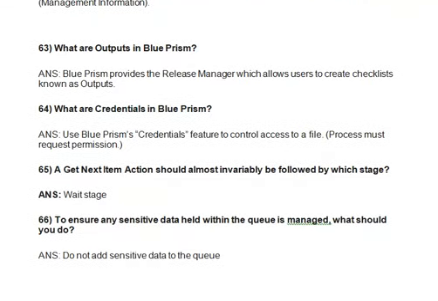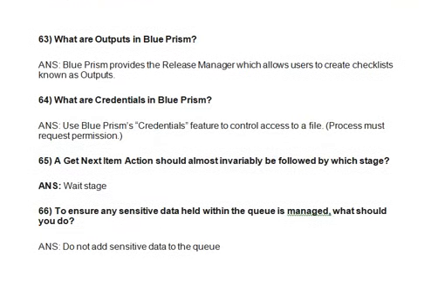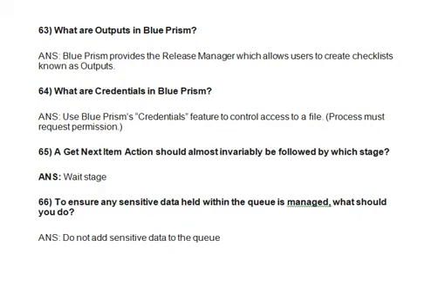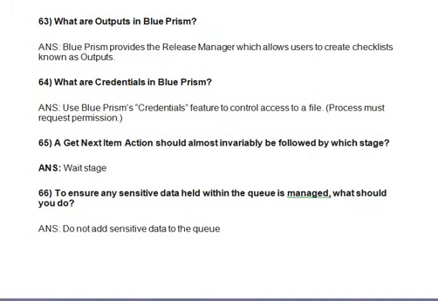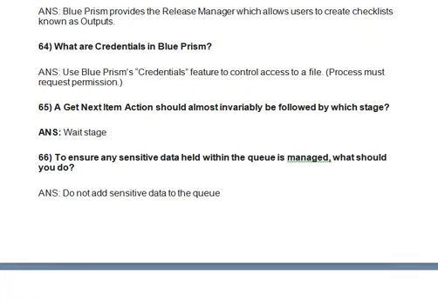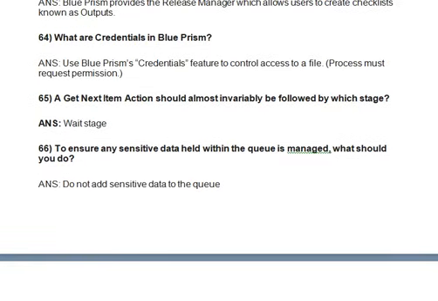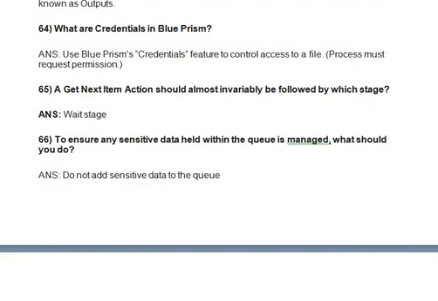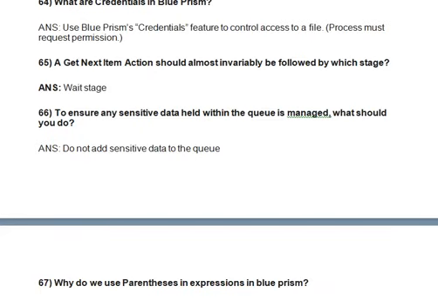What are outputs in Blue Prism? Blue Prism provides the release manager, which allows users to create checklists known as outputs. Usually the output is a BP release, .bprelease, in the release manager. What are credentials in Blue Prism? The Blue Prism credential feature controls access to a file, which holds user and password details.